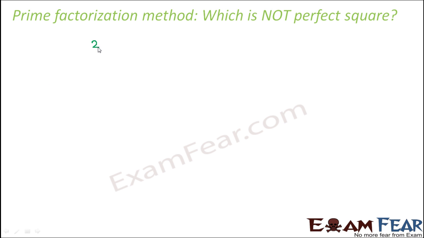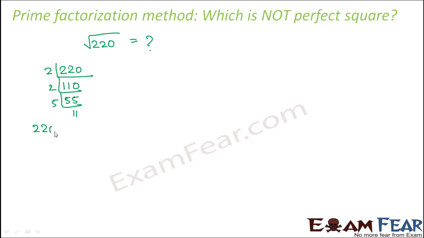Let's say that you are given a number 220 and I asked you to find out the square root of 220. So as per process, you will do its prime factorization. So 2 ones are 2, 2 ones are 2, 0, and then 2 fives are 10, 2 fives are 10, 5 11s are 55. So 220 can be written as 2 into 2 into 5 into 11.